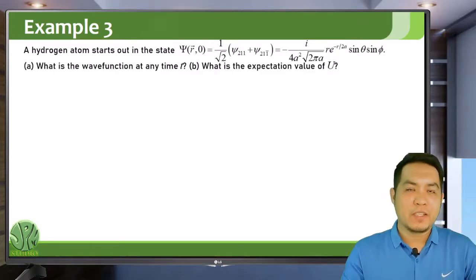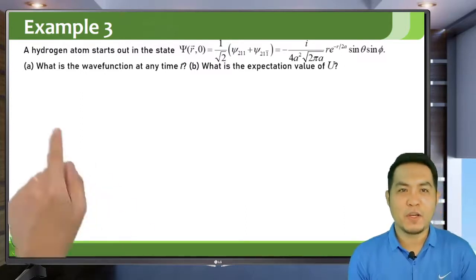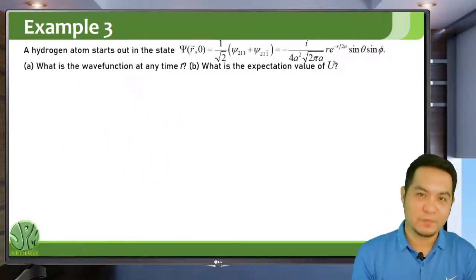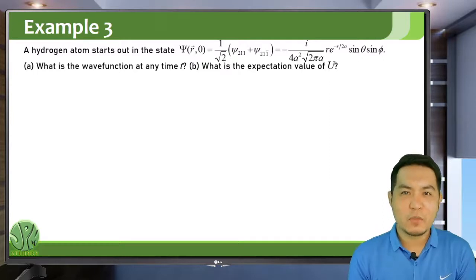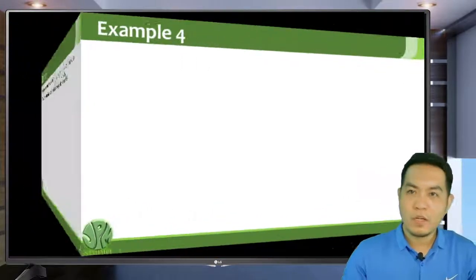The question is a classic question in quantum mechanics. Given an initial wave function, what is the wave function at any time t? And a further question: what is the expectation value of the potential energy? What's the average energy of this system? Oh, sorry.